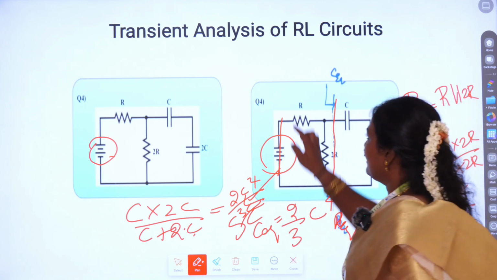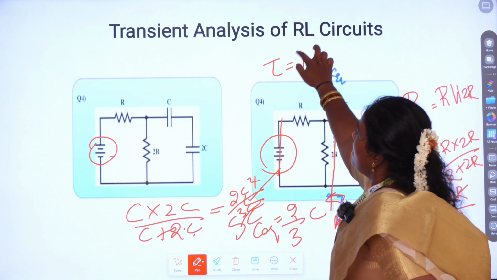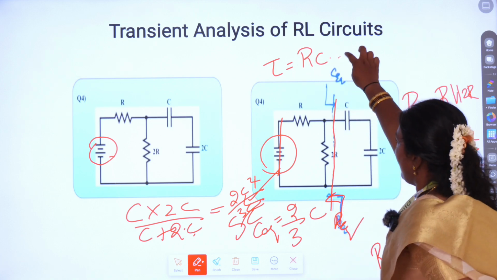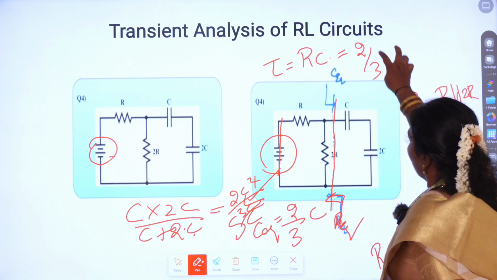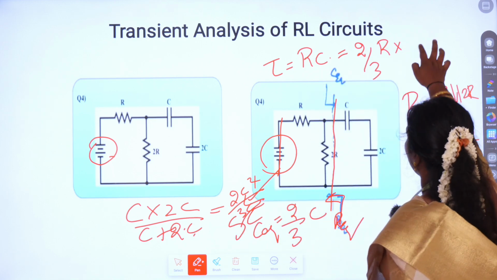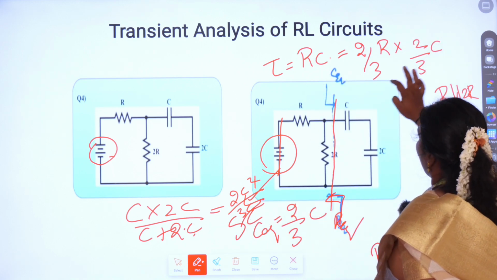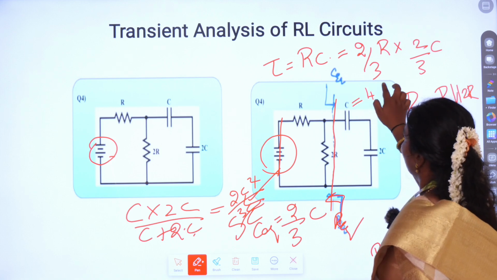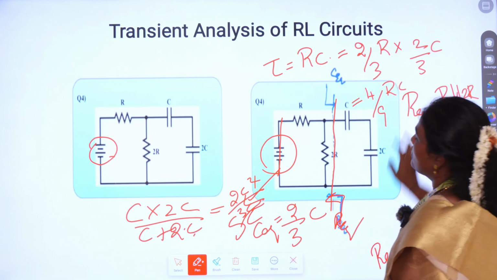So this is my R equivalent and this is my C. How would I calculate tau from this? Tau is R into C. What is the R value? It is 2 by 3 into R. C is again 2 by 3 into C. So what is your answer? Our answer is 4 divided by 9 into RC.